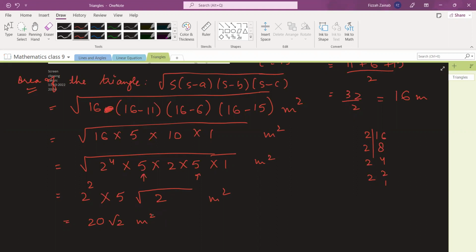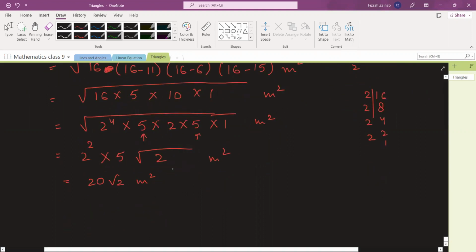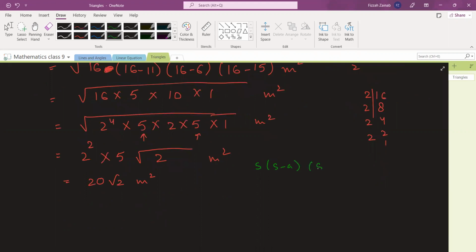Is that understood? Okay, just an additional note. It's not a part of the question. I just want you to understand one thing, how you are getting meter square as the unit. So this is the area. See here, S into S minus A into S minus B into S minus C and then the square root. See, S, these are all lengths, isn't it?